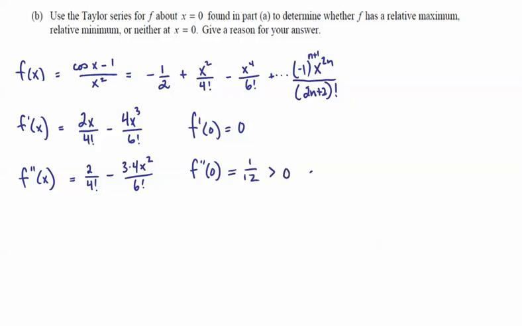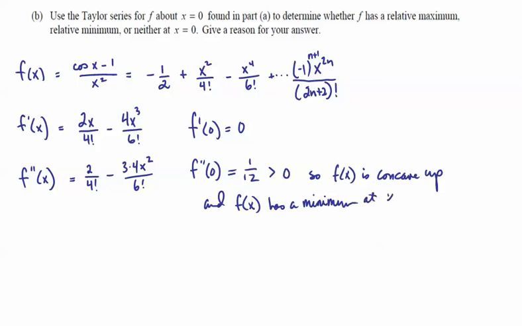And so f of x is concave up, and f of x has a minimum at x equals 0. And that's all we need for part B. And I will just stop it at that point.